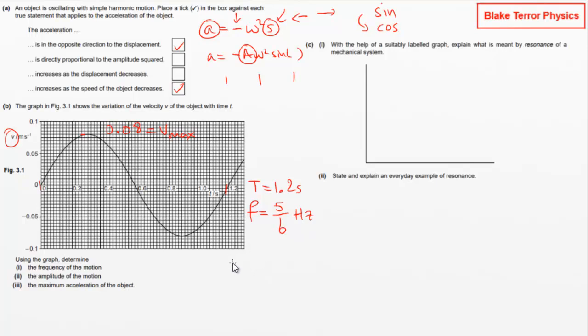We know that omega is 2 pi f, so omega is going to be 10 pi over 6, so 5 pi over 3 radians per second. So that's our omega. We know that V max is omega A. V max equals omega A. So 0.08 divided by this omega. So we're going to have amplitude is going to be equal to 0.24 divided by 5 pi. So I'm going to tap that into the calculator now. What is that giving us?